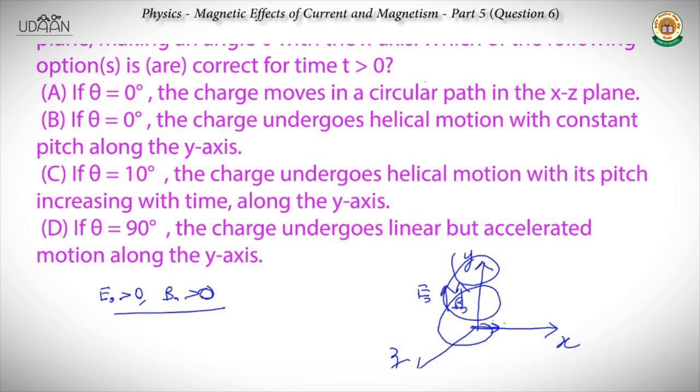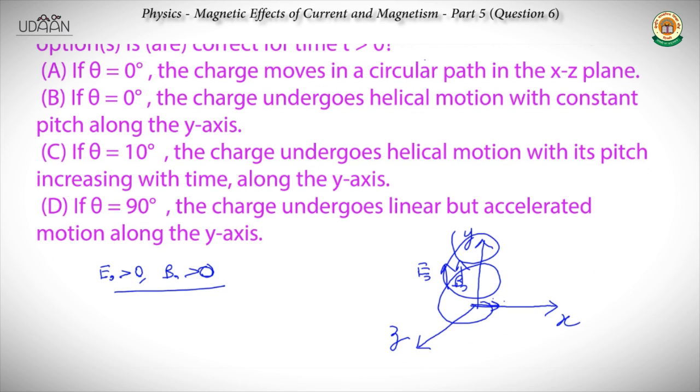Now, so this is not correct because the charge does not move in a circular path in the xz plane. Now let's see, if E0 had been less than 0, this motion would have gone down, and if B0 had been less than 0, then instead of rotating here, it would have started rotating there. And likewise for the other cases in which E0 less than 0 and B0 less than 0, both, and other.